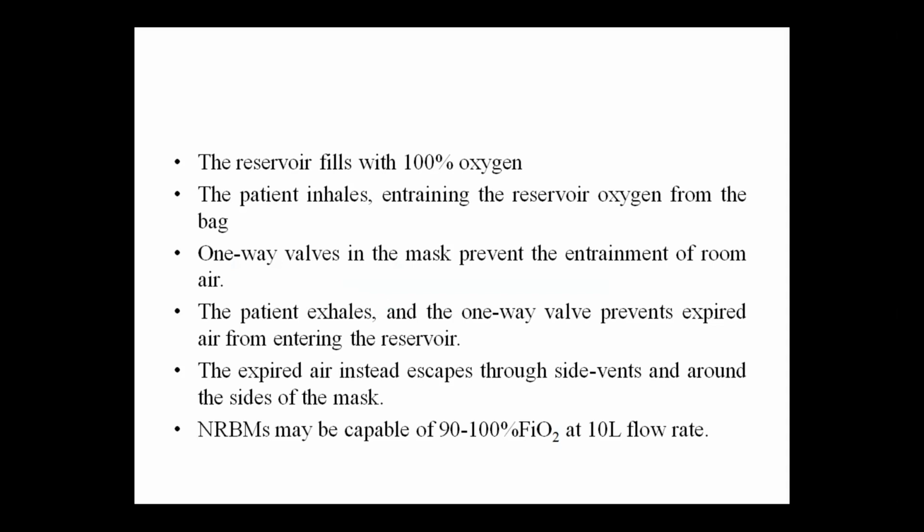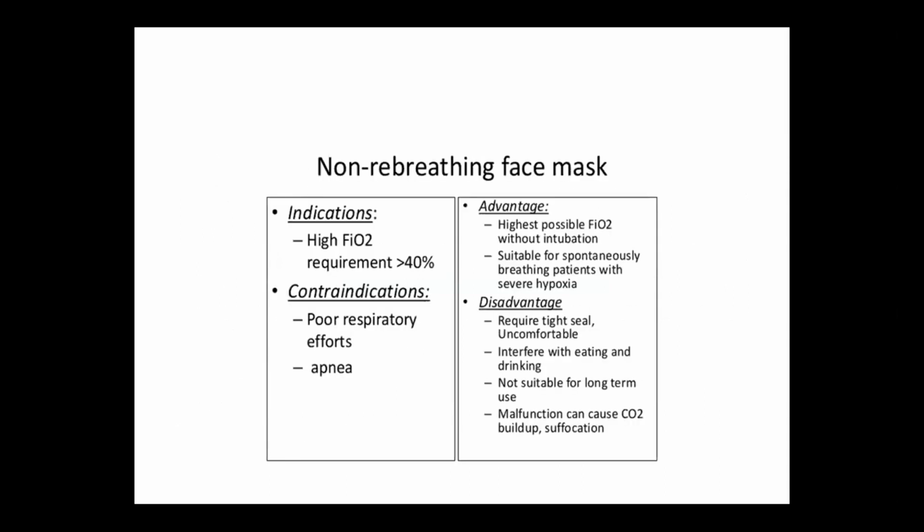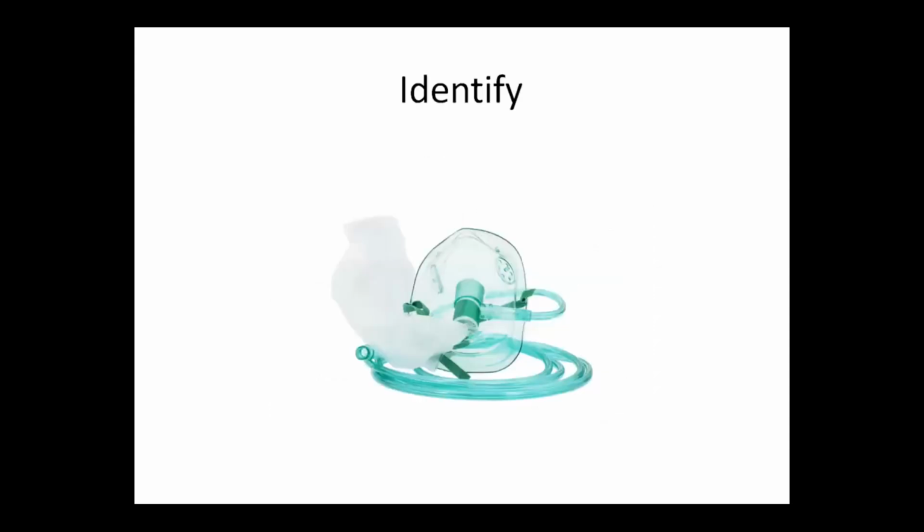Now, they are capable of giving 90 to 100% FiO2 at a 10 liter flow rate. Indications, very important: all the patients who require high FiO2, more than 40%, can use this. But as a contraindication, the patient should not have poor respiratory efforts or apnea. They need mechanical ventilation more. Now, the advantage is you can give the highest possible FiO2. They are suitable for spontaneously breathing patients with severe hypoxia. Disadvantages are that it interferes with eating and drinking. It requires a tight seal, and it becomes uncomfortable for the patient, so it is not very suitable for long-term use. And malfunction can cause CO2 buildup and suffocation.